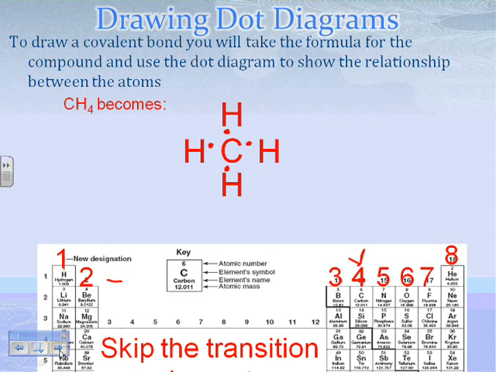Okay, so I'm sharing 1, but how many does hydrogen have? 1. One there, one there, one there, one there. Now, here's the trick. When I look at carbon, how many electrons do I see next to carbon?